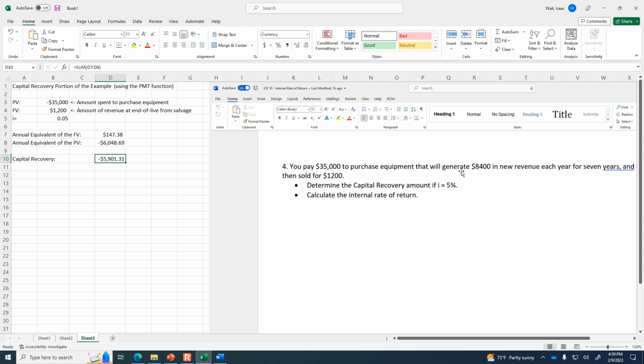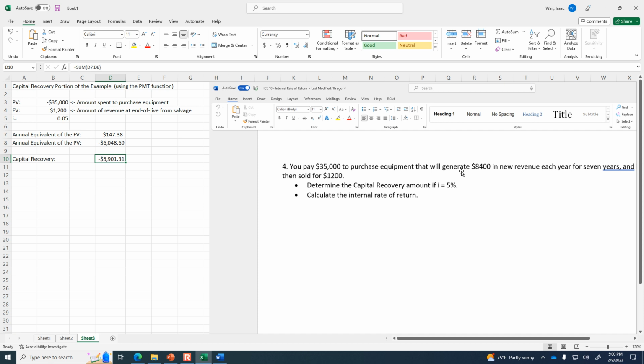So it seems like this is headed in the right direction. If you generate more revenue than your capital recovery, that's great. If you don't, you can't even pay off the equipment, much less the people, the operating expenses, and so on.